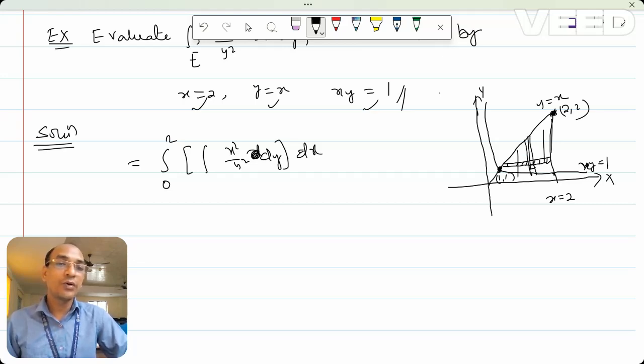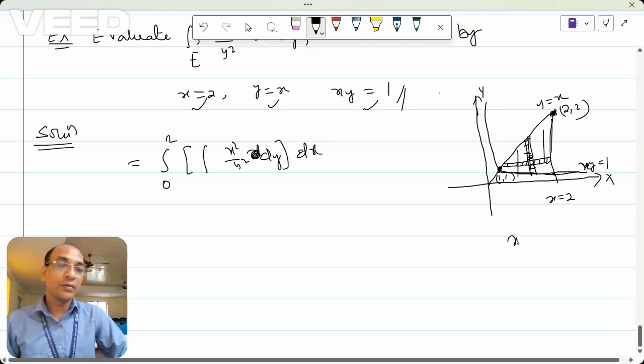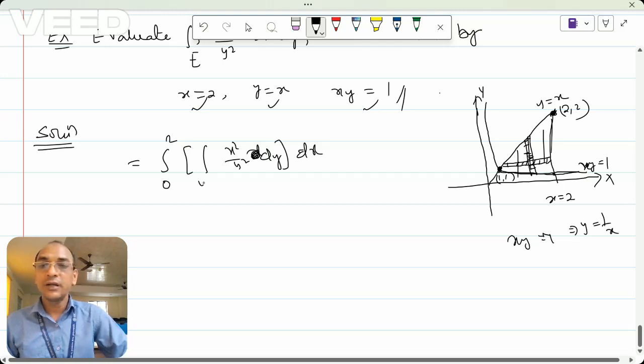I will start from bottom to top. Y is from bottom to top. So what is the lower limit of y? The lower limit of y starts from xy equal to 1. So I will have y equal to 1 by x. I can write here y equal to 1 by x.